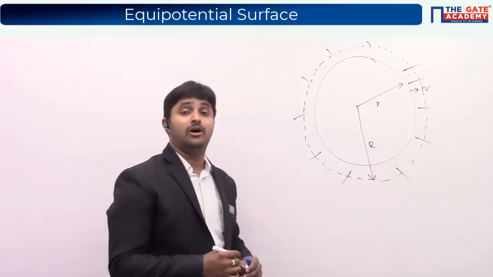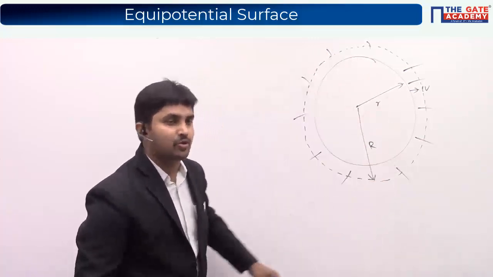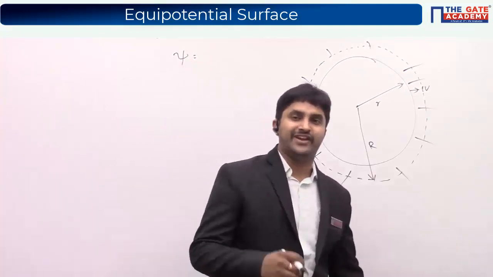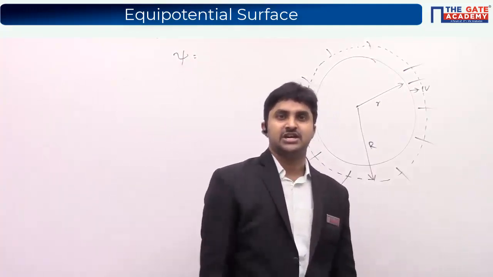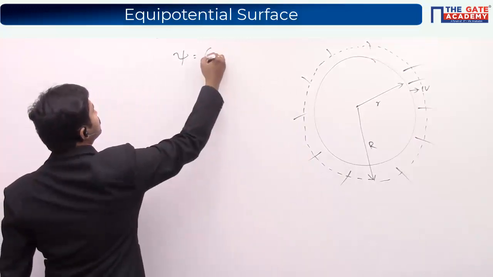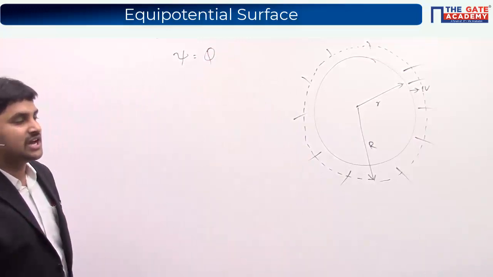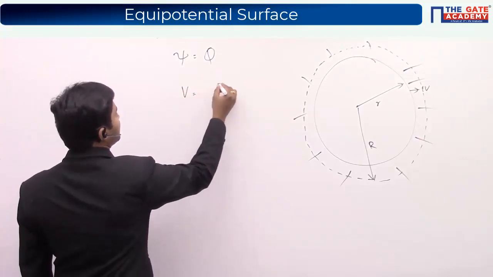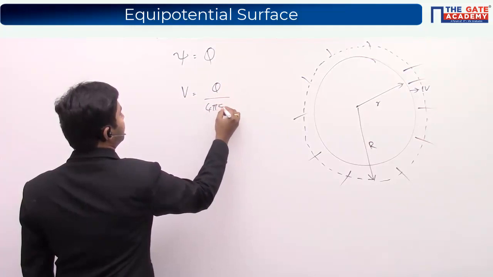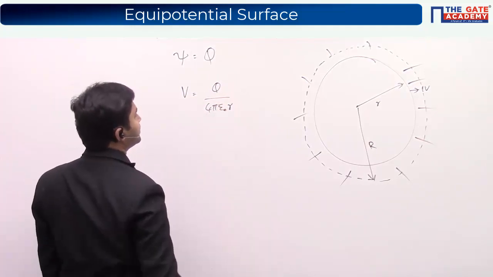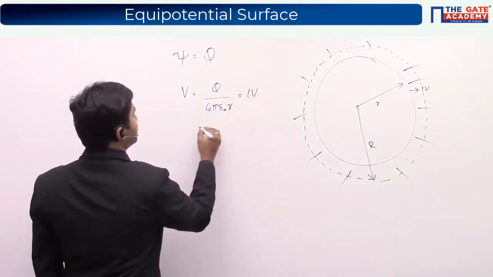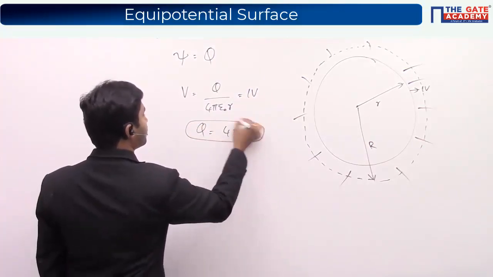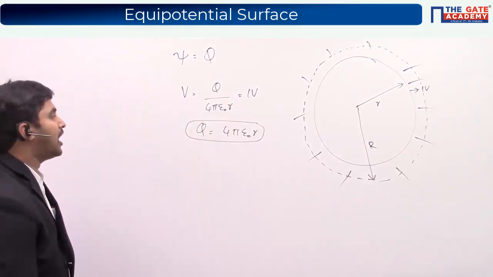We know from the Gauss law that the total amount of electric flux coming out of a closed surface is equal to the charge enclosed. Now how to find the charge? We know the potential is given by Q divided by 4 pi epsilon naught r. This is given as 1 volt. It means Q is equal to 4 pi epsilon naught small r.